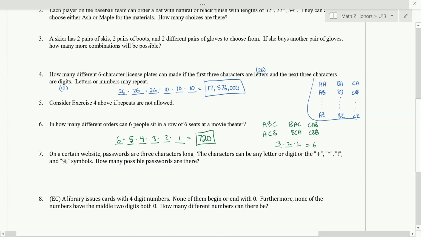On some of these, like number 8, you'll see EC. That stands for extra credit. So that is optional for you to do. It also tells you it's a little more challenging problem. But if you do it and you get it right, then you get extra credit on the homework. Okay, it has to be not only done, but it has to be done correctly for the extra credit part.